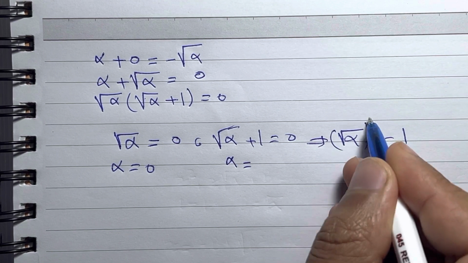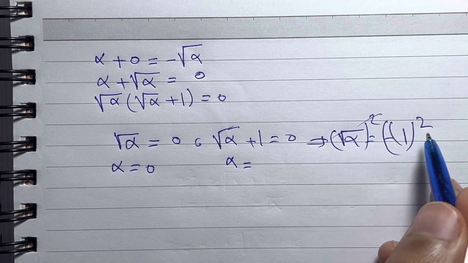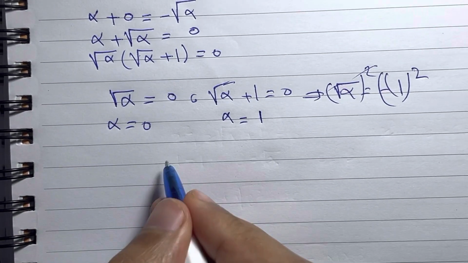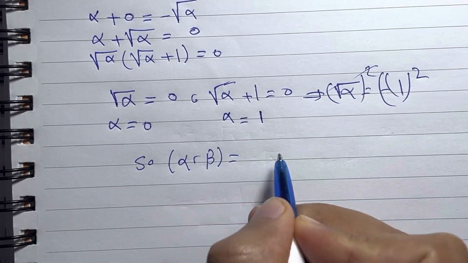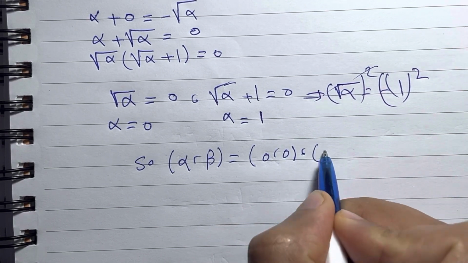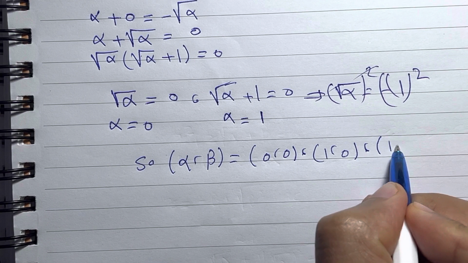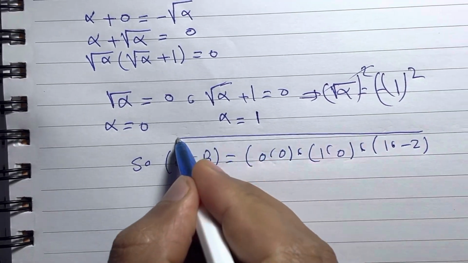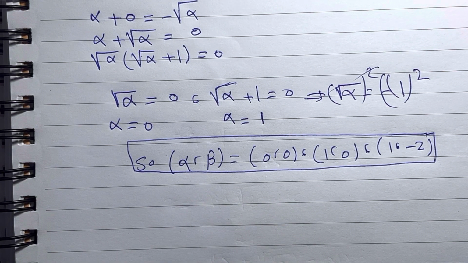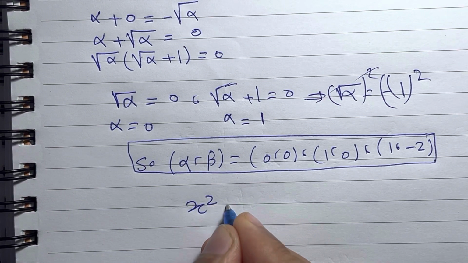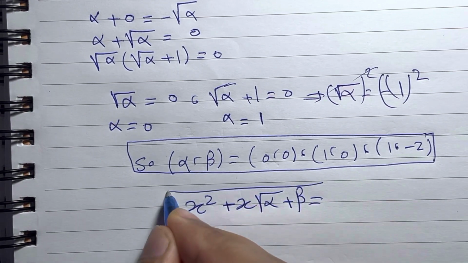If you take the power, or the square of both sides, this one will cancel, and here it will be one. So all the possible values for alpha and beta: already zero and zero, and we get one and zero from the first, and the second one will be one and minus two. So all the possible values for alpha and beta can be these for this equation. The equation from the beginning was x power 2 plus x square root alpha plus beta. All these values can be the alpha and the beta.